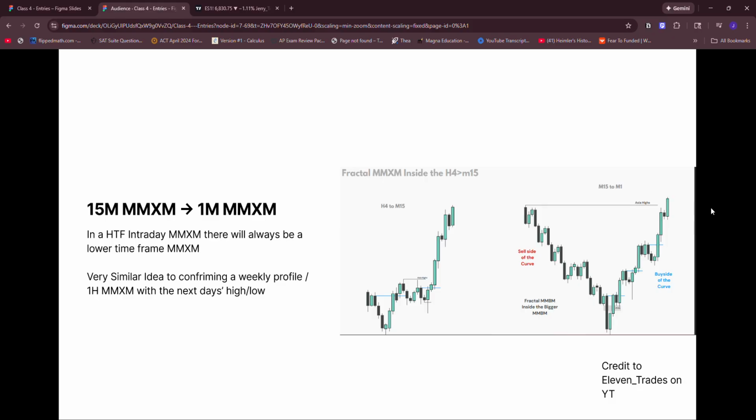So this is basically what I'm talking about. Credit to 11 Trades on YouTube for this schematic. I really liked it, so I'm giving him credit for it. This is a 4 hour, this is a 15-minute chart, and as you can see, we have the change in state delivery, so that can be our daily profile. And then as you can see, we trade lower, and we have this on the lower time frame, right? So that's basically what I was talking about.